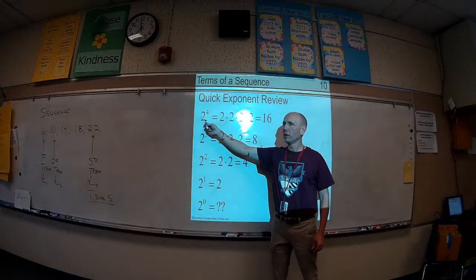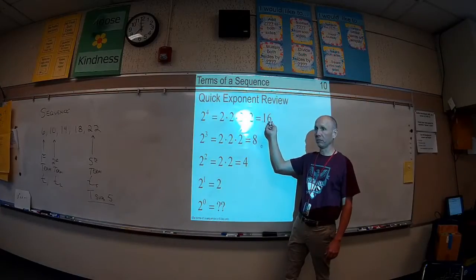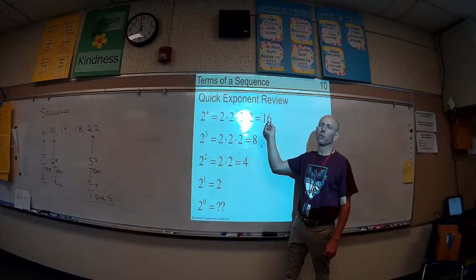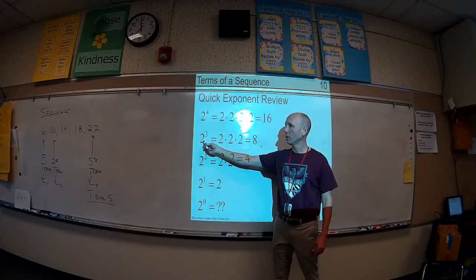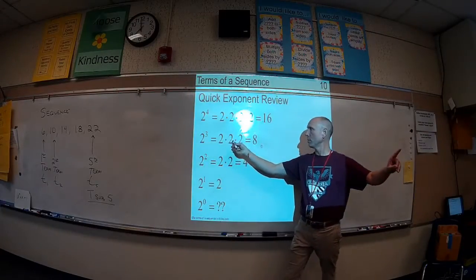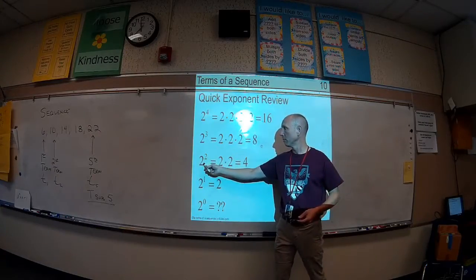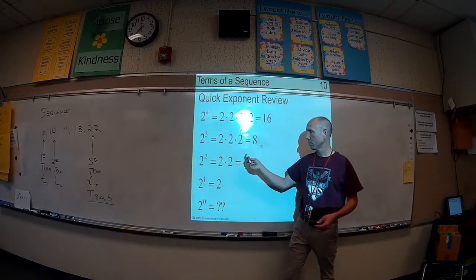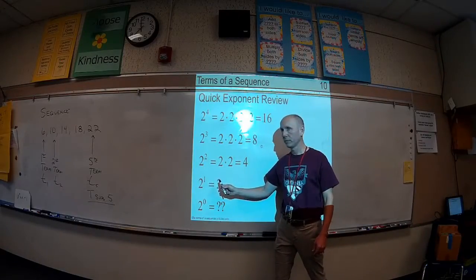4 to the 4th. You don't have to write anything. 4 times 4 times 4 times 4 equals 256. 2 to the 4th is 16. 2 to the 3rd. 2 times 2 times 2 equals 8. 2 to the 2nd. 2 times 2 equals 4. 2 to the 1st. 2.